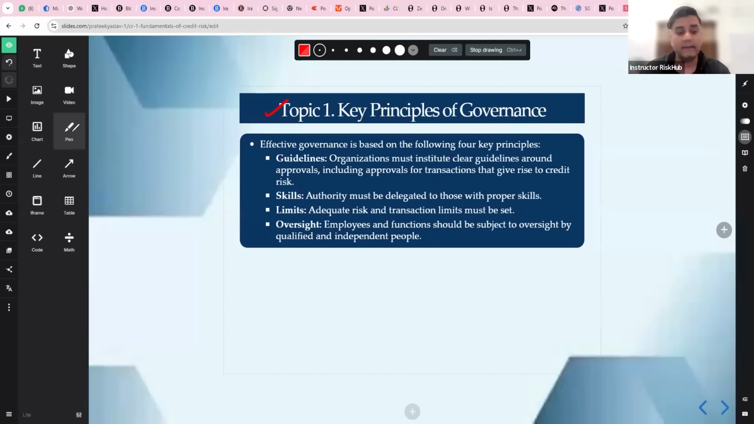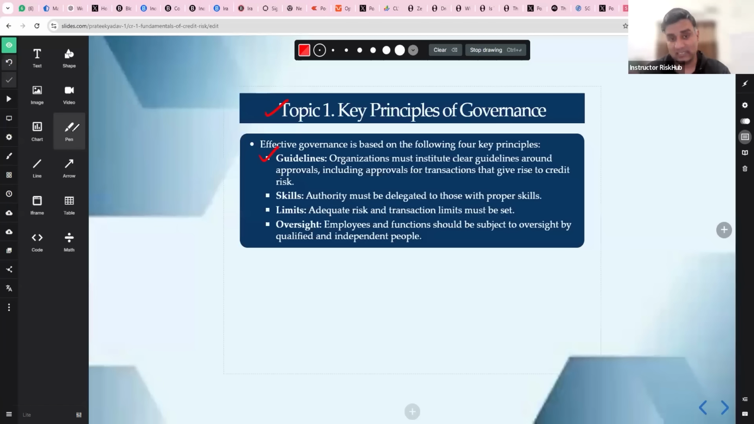Let's try to simplify. One is your guidelines, right? This means you cannot run a bank on your common sense. Everything must be written down. Why? Because credit risk creates your capital impact, your default risk, your regulatory exposure. Guidelines define who approves what, under what condition, what documentation is required. And this part directly connects to your Basel Pillar 2, which is your supervisory review. This connects to your internal capital adequacy, which is your ICAAP, your regulatory inspection. Without your written policy, the regulator assumes weak control.